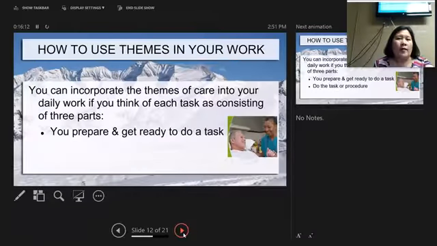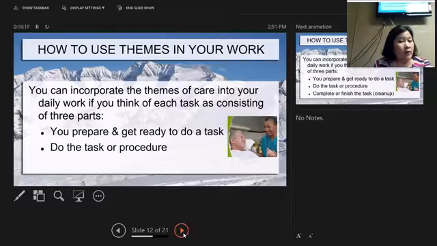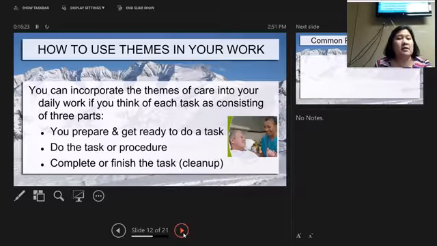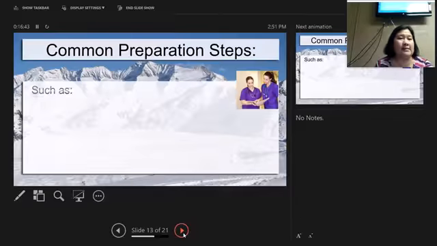You can incorporate these themes into your daily work. So you have to get ready to do your task. You have to do the task, and then you have to complete or finish the task. Getting ready for the task is called your beginning procedures, and then actually doing the task, and then completing the task are your ending procedures. So on page 25, on that handout where it says the top 10 things to remember, those are all beginning procedures and ending procedures that you're going to do with every task.